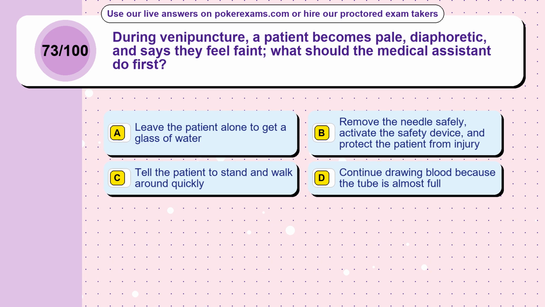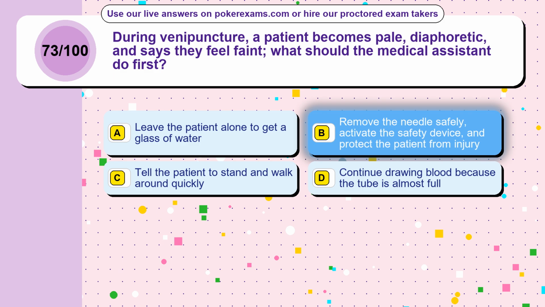Question 73. During venipuncture, a patient becomes pale, diaphoretic, and says they feel faint. What should the medical assistant do first? Option A. Leave the patient alone to get a glass of water. Option B. Remove the needle safely, activate the safety device, and protect the patient from injury. Option C. Tell the patient to stand and walk around quickly. Option D. Continue drawing blood because the tube is almost full. The correct answer is option B.